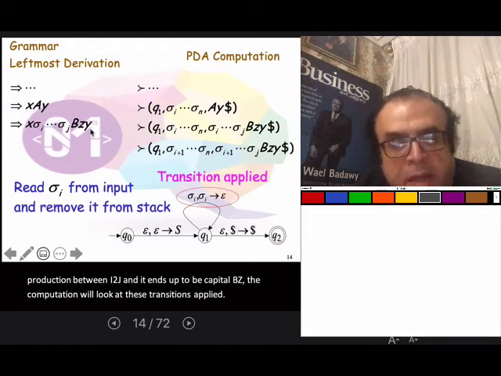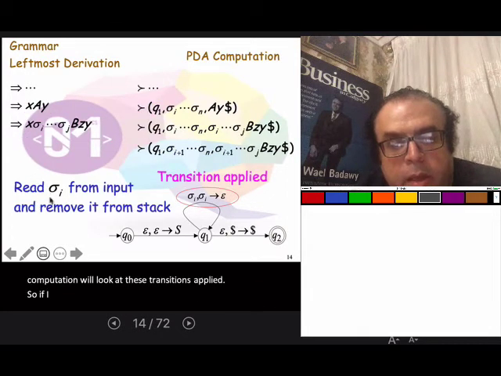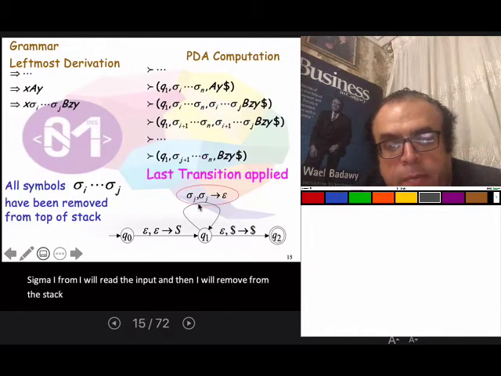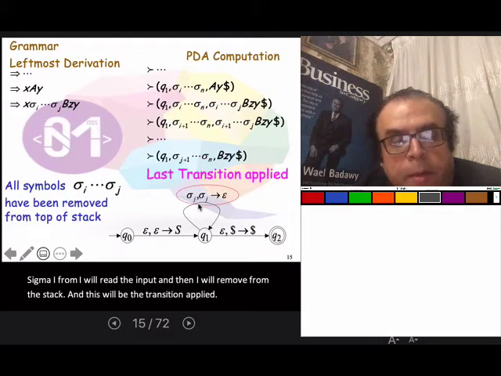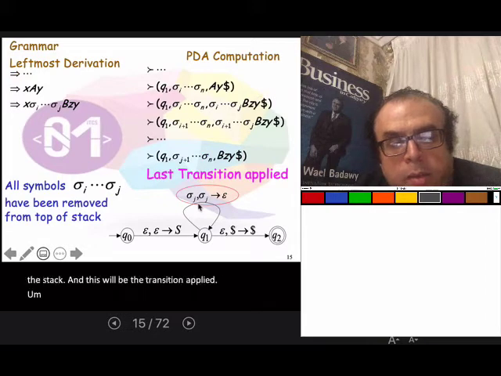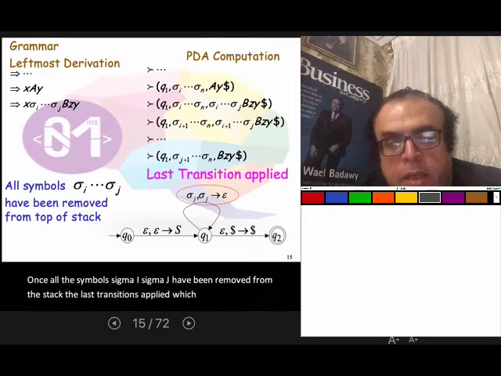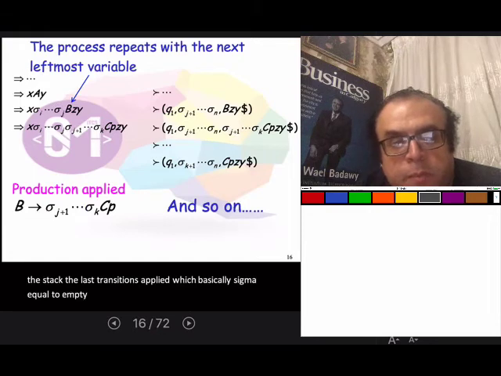So if I have an input sigma i, I will read the input and then I will remove from the stack, and this will be the transition applied. Once all the symbols sigma i, sigma j have been removed from the stack, the last transition applied is basically sigma equal to empty, and this will lead to the variables and so on.